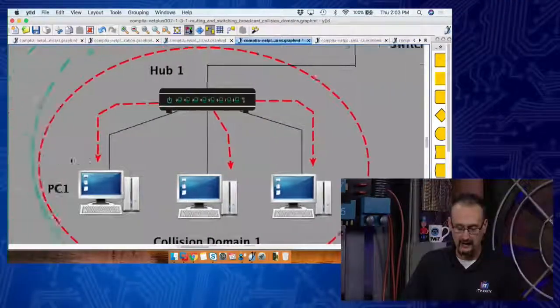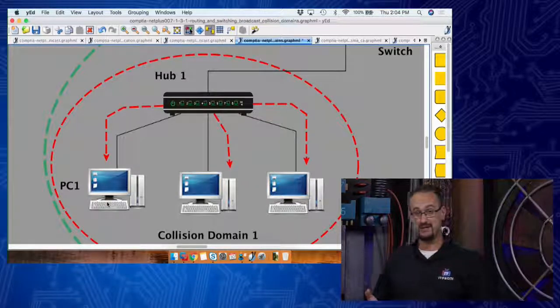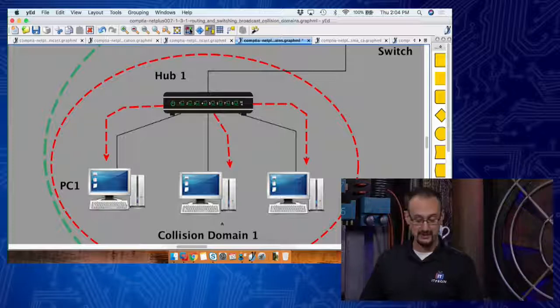The more hubs, the worse your network's going to be, because again, what you're doing is you're increasing how much extra communications are going on your network. And what I mean by that, if we go back to our diagram here, what if PC1 only really needs to talk to PC3, and the MAC address is the destination MAC address for PC3.